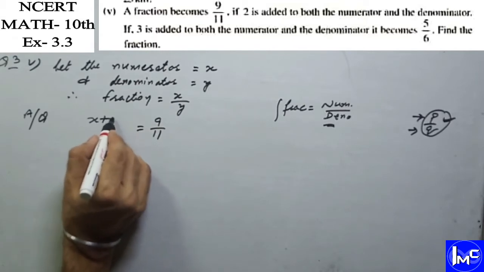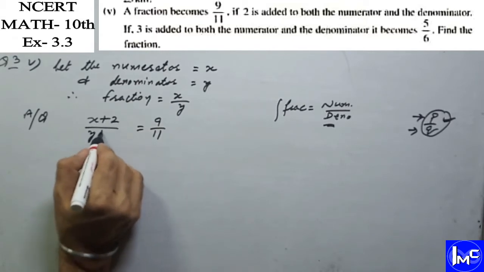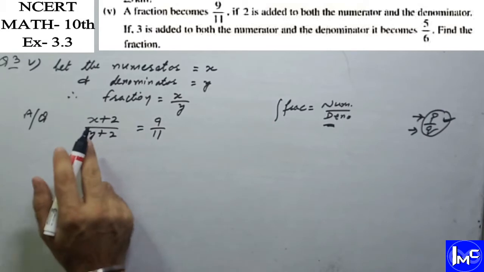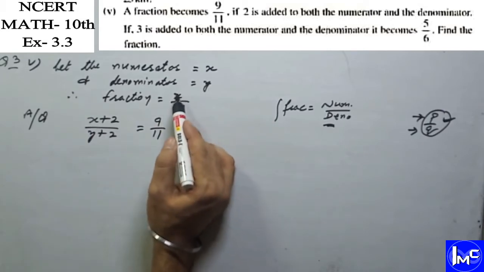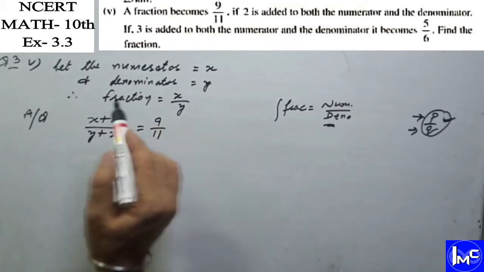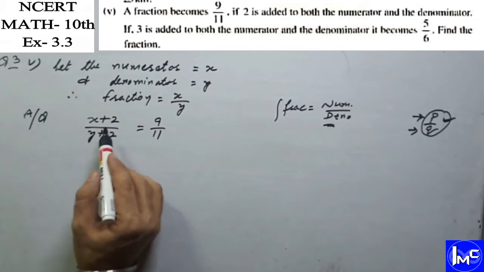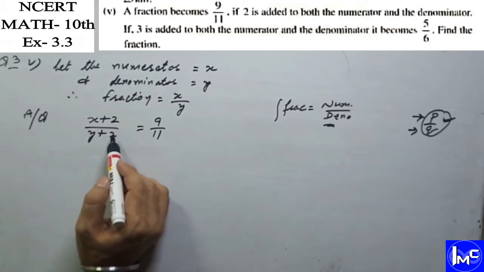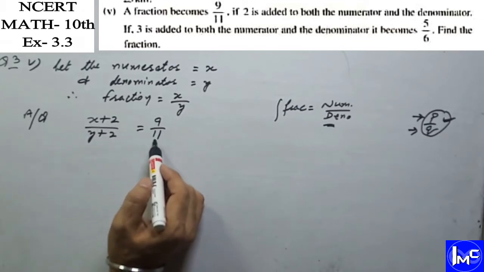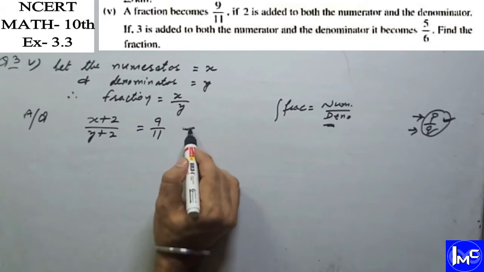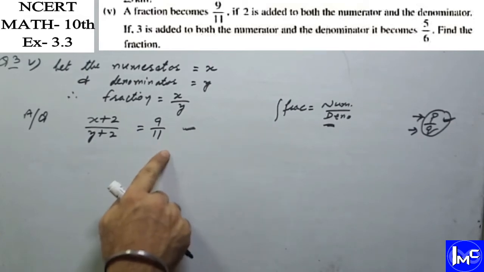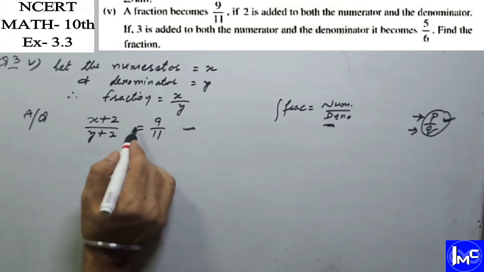If we add 2 in numerator as well as denominator. This was the first fraction, and applying the condition, that is by adding 2 to both numerator and denominator, we will get 9 by 11. This was the first condition, and we will solve it as a linear equation by cross multiplying.